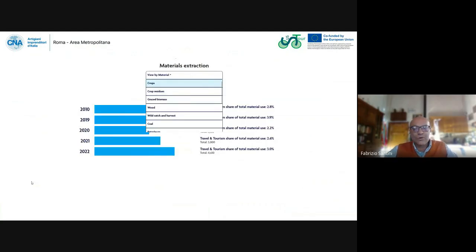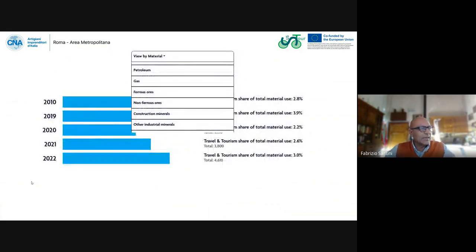I don't read the numbers much because while I speak, I think you can read the numbers by yourself. I just explained to you how you can use those slides and the information that I give you. As you see here, you can click and have information about gas, petroleum, construction materials, so other kinds of materials that are extracted to supply, directly or through the value chain or supplier chain, the touristic sector.